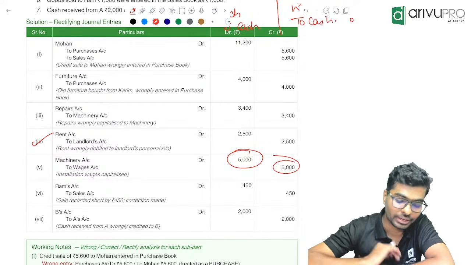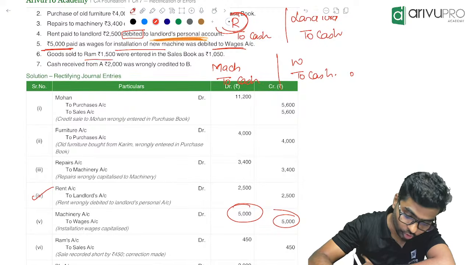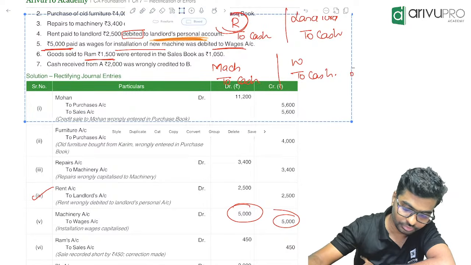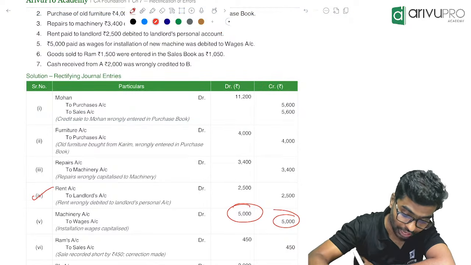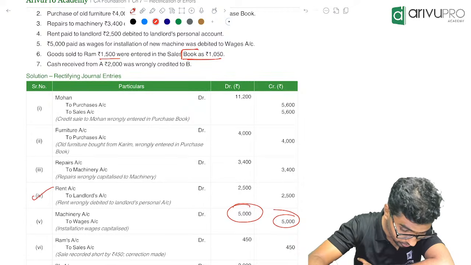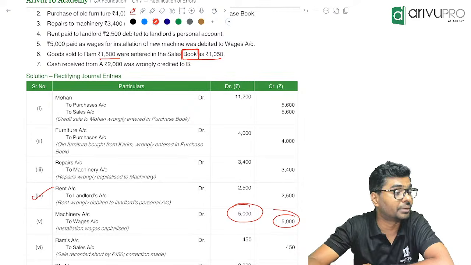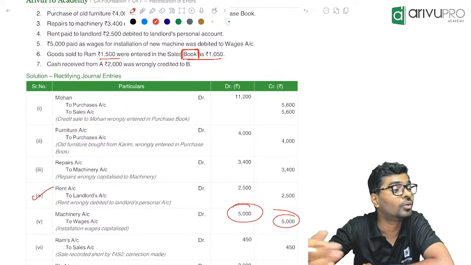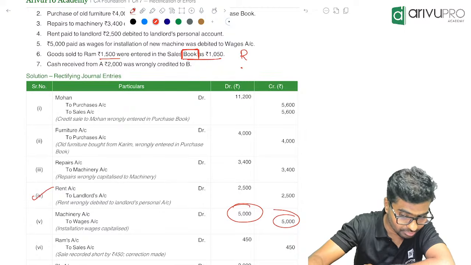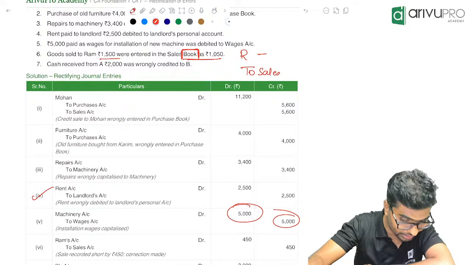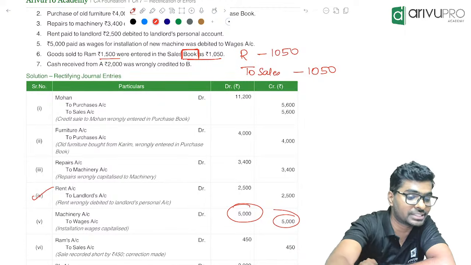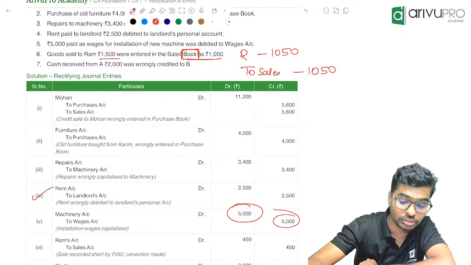Clear? Next one. Goods sold to Ram 1500. This one is a little difficult. We'll try to look. Goods sold to Ram were entered in the sales book as 1050. That means in the sales book only you recorded as what? 1050. What's the journal entry for sales? Ram to sales. Here only you recorded as 1050, instead of 1500.